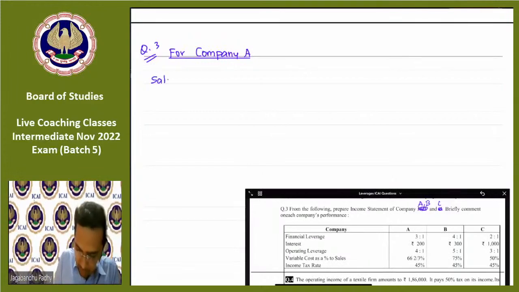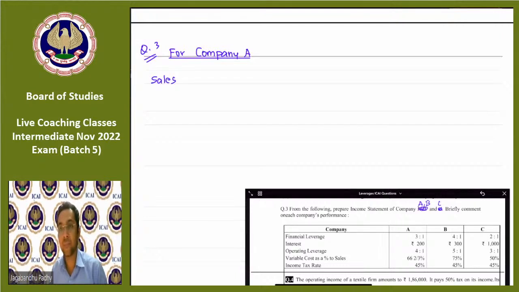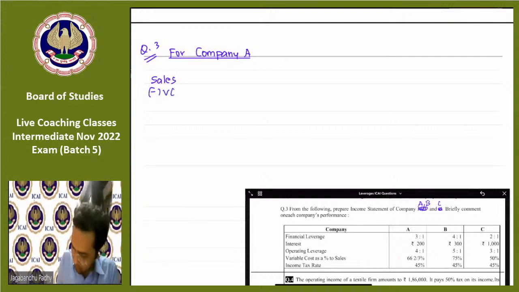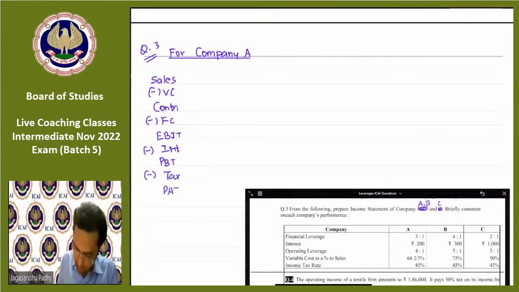Let me draft the income statement first, starting with sales. Sales less variable cost will give us the contribution. From that, when we subtract the fixed cost, we get EBIT. From EBIT, we reduce the interest, get profit before tax. From that, we subtract the tax, and what we get is profit after tax.